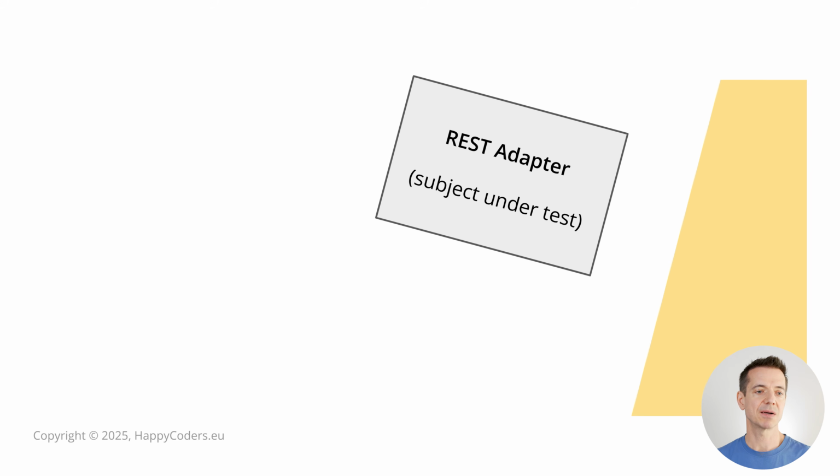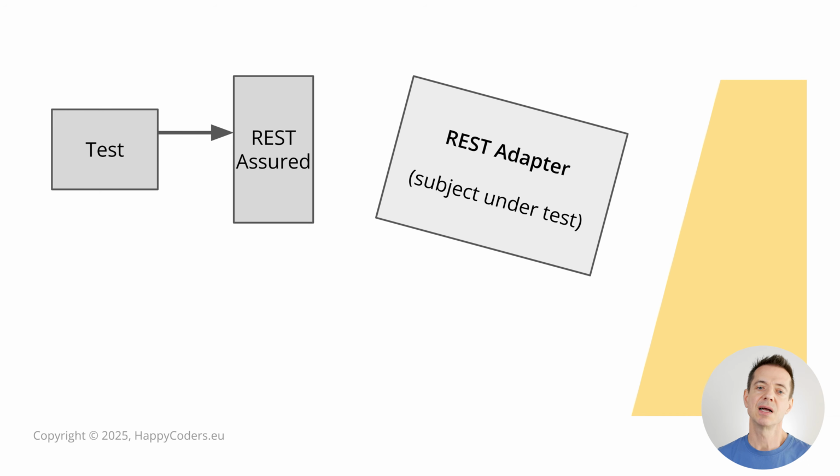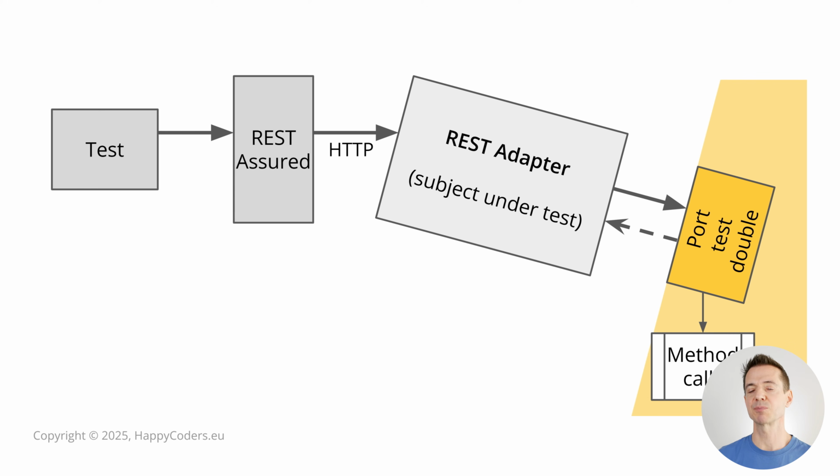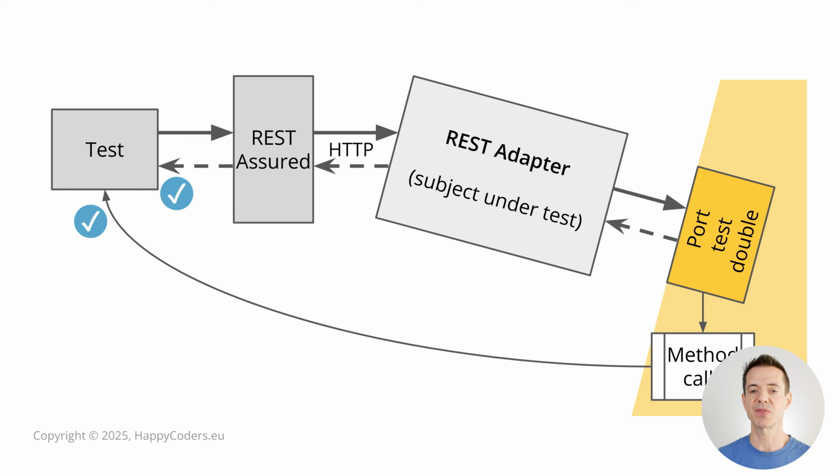Here's our REST adapter. We can test it, for example, using REST Assured. This sends an HTTP request to the adapter, and the REST adapter then calls a test double of the primary port. The test double again should record the calls and simulate a response from the application core. And the adapter then sends a response back to the test. And there once again the response can be verified along with the interaction with the application core.